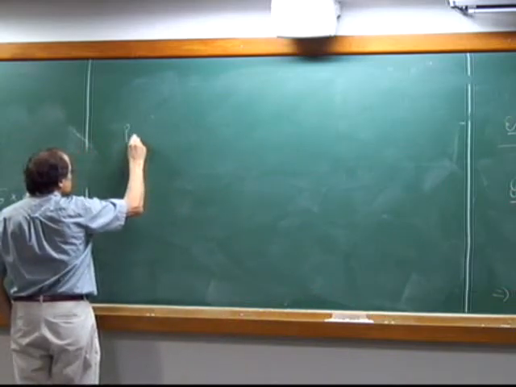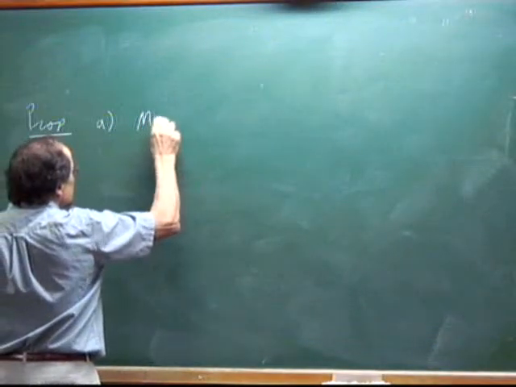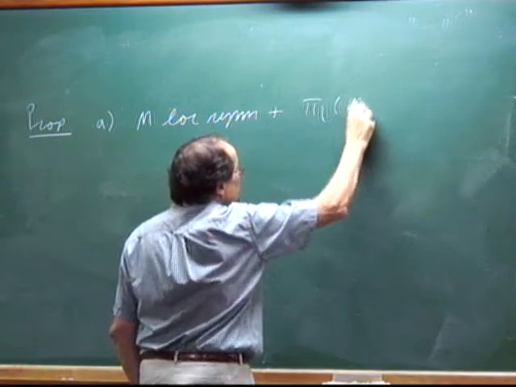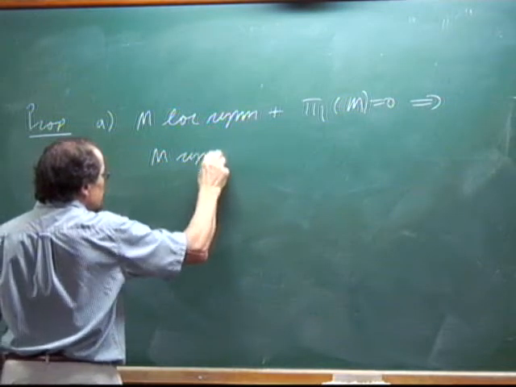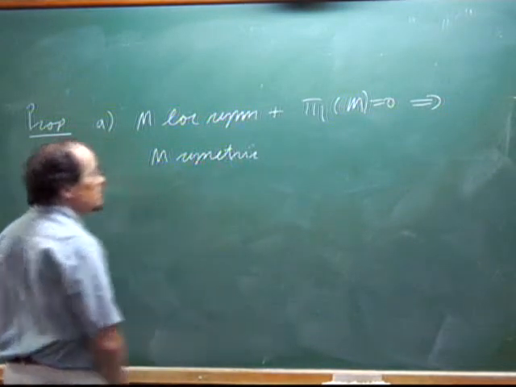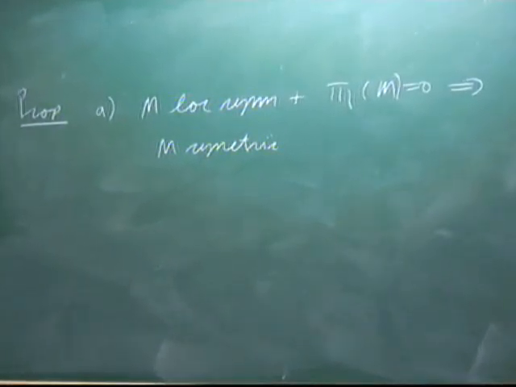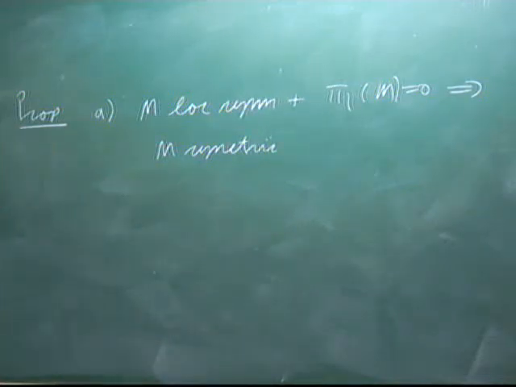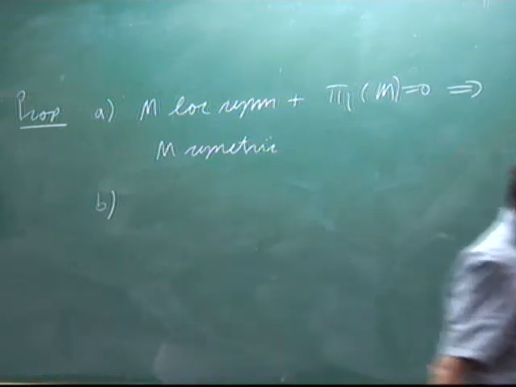So here's a proposition. A: M locally symmetric plus simply connected implies M symmetric. Remember, locally symmetric just means I have a symmetry on each normal ball around the point. It's not clear whether that extends to a global symmetry or not. And if it's simply connected, there's no problem. Then we can extend it to a global symmetry. That's part A. Part B.